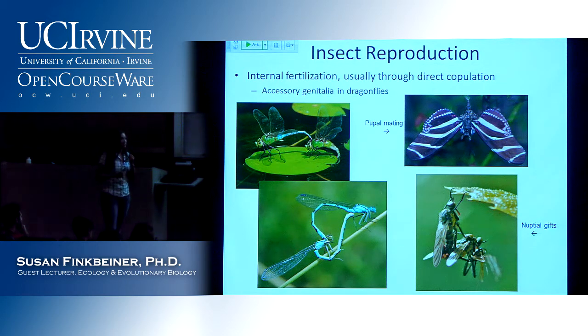Males will oftentimes, especially of carnivorous insects, present a food gift to a female in hopes that she would accept him as a mate, or to kind of distract her while he goes and mates with her. So these are balloon flies. Here's a female on the bottom. She's munching on what looks to be a crane fly. And then here's a male on top doing his own thing.